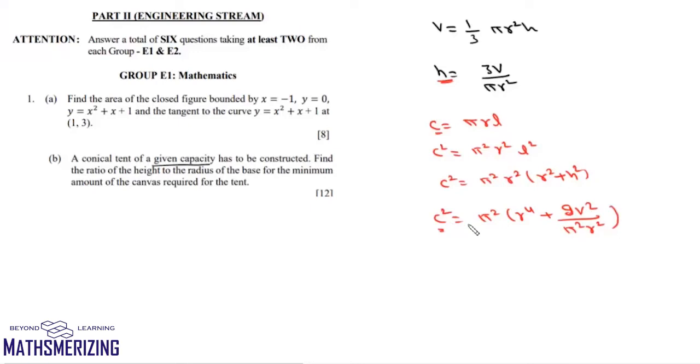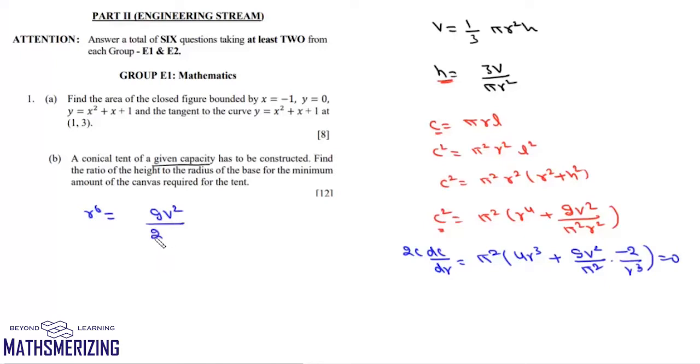Now we'll differentiate C with respect to r. So we can write 2C dC upon dr as pi square times (4r cube plus 9v square upon pi square, and then differentiation of 1 upon r square will be -2 upon r cube), and it should be 0. From here we can write r to the power 6 as 9v square upon 2 pi square. Now this value, 9v square upon 2 pi square: the right hand side is positive and this is negative. So it is a point of local minima.